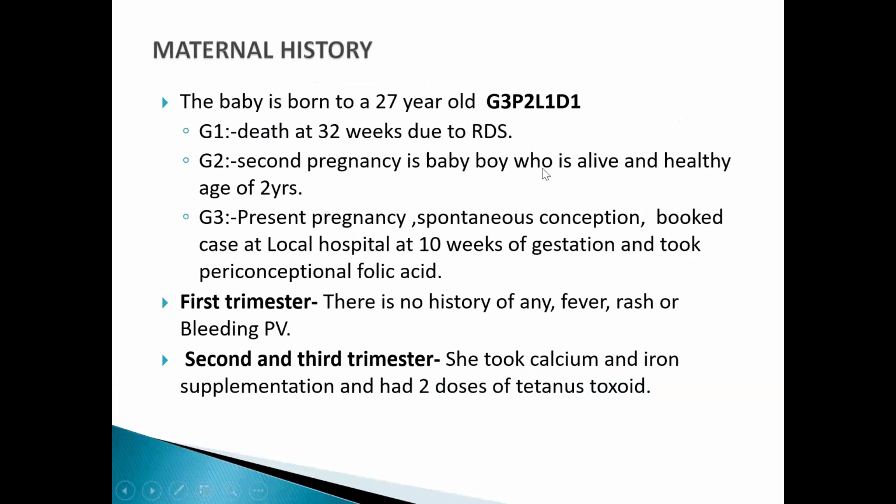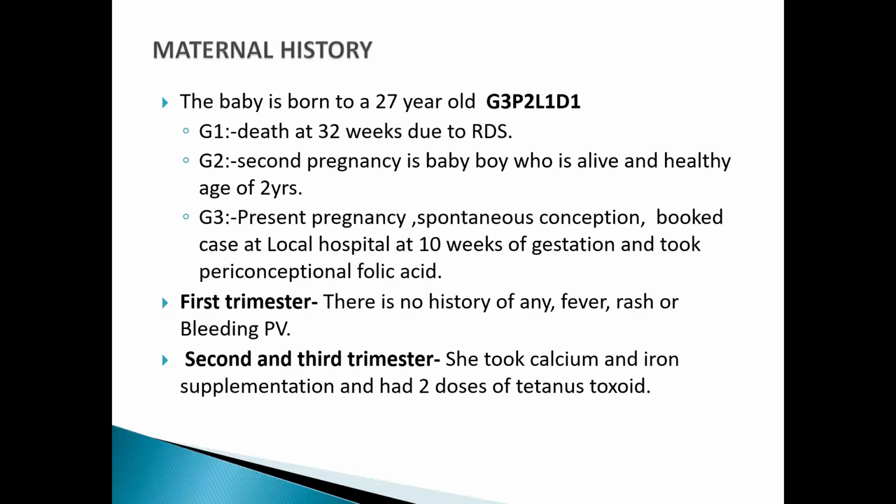Coming to the maternal history, the baby is born to a 27-year-old G3P2L1D1 mother. G1, the first death at 32 weeks due to RDS. It was a female baby, and the death was at day 2 of life. G2 is the second pregnancy, a baby boy who is alive and healthy, and now the age of the baby is 2 years. G3 is the present pregnancy.